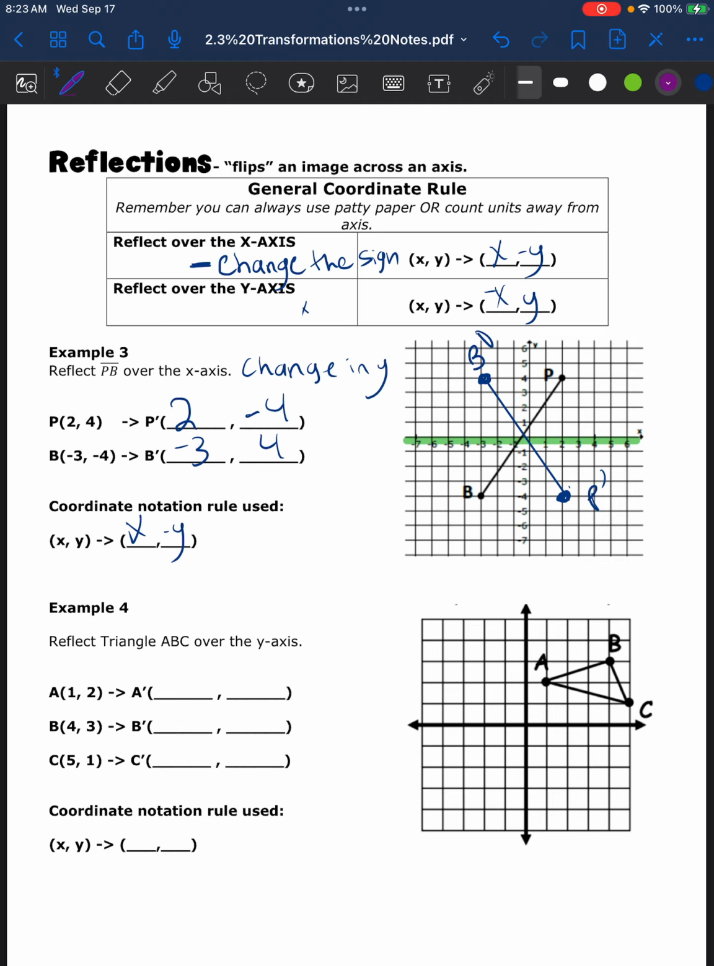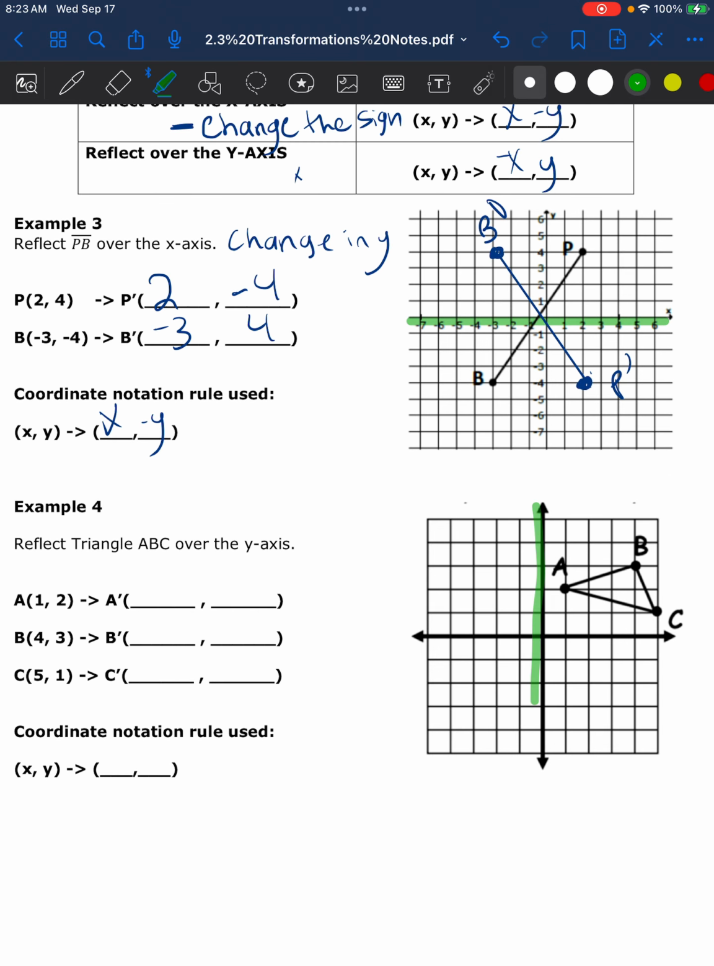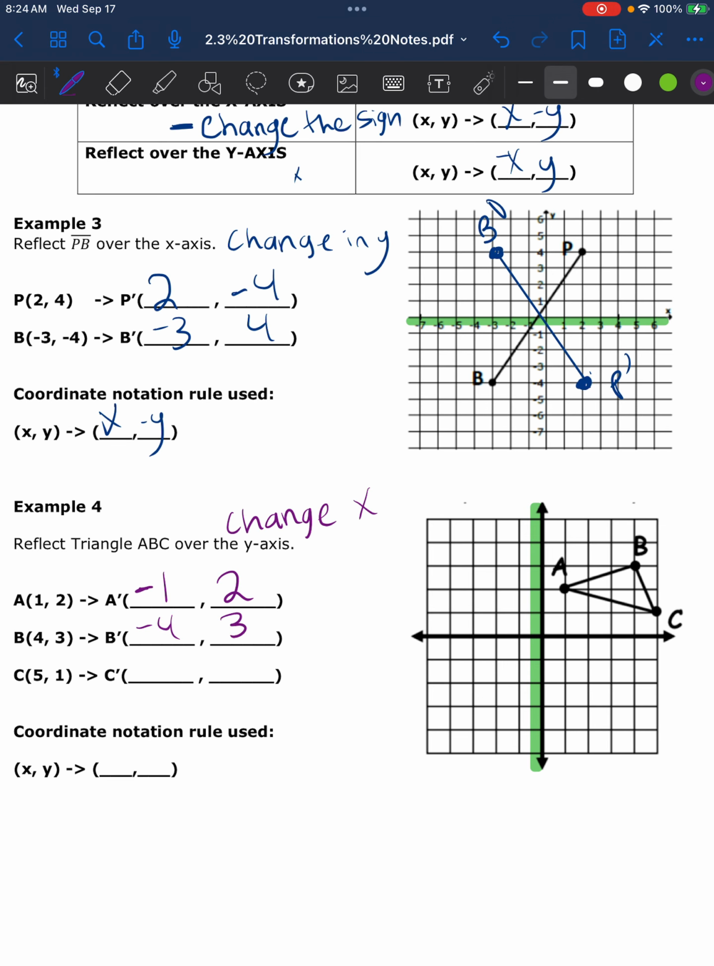All right, let's try it again. So it says reflect triangle ABC over the Y. So Y is straight up and down. And reflecting over Y is a change in X. So I only change your X. So A is 1, 2. So now it becomes negative 1, 2. B becomes negative 4, 3. And then C becomes negative 5, 1. And then our rule was negative X, Y, or minus X, Y.